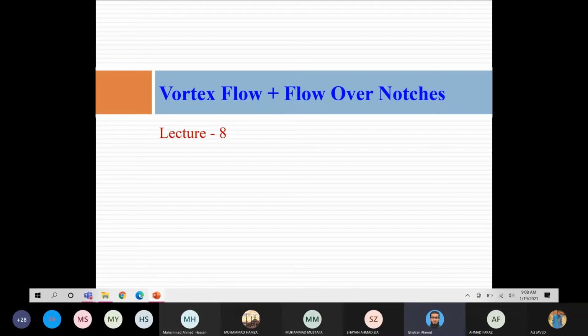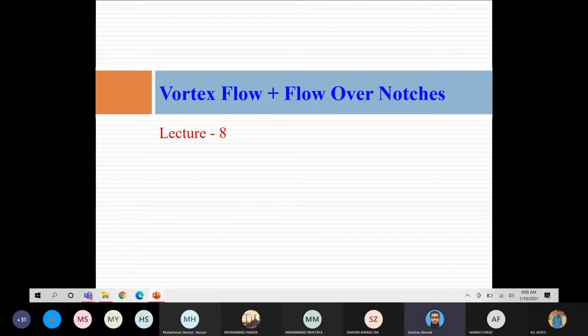the first part of this lecture is related to the vortex flow, for which we will study only its introduction. So we will not go into details like numericals, etc. But we will focus on flow over notches. Okay. So one by one, I would explain what these two terminologies, vortex and notches, are.